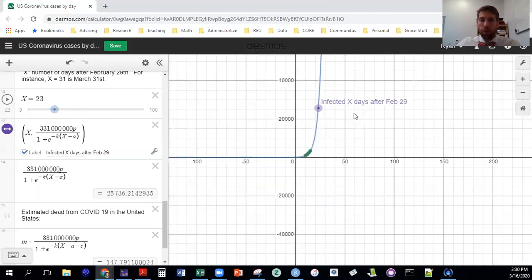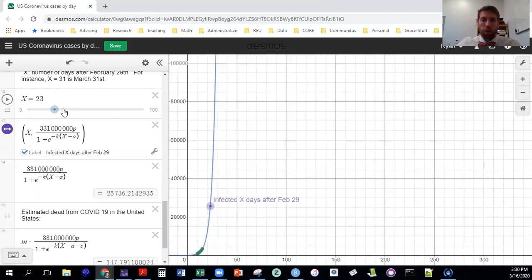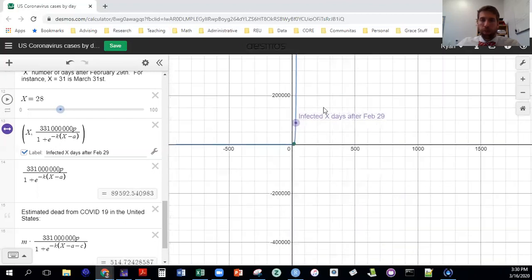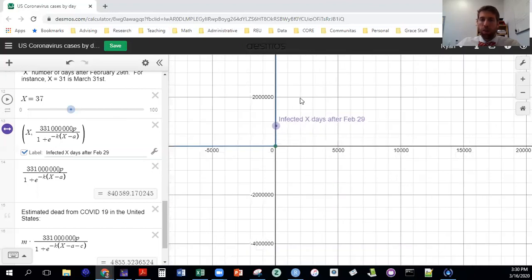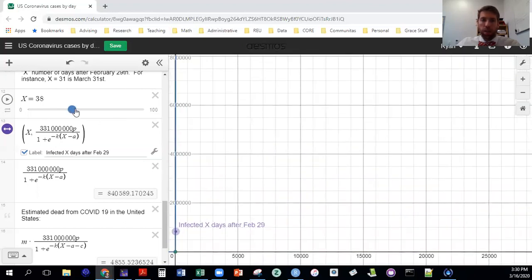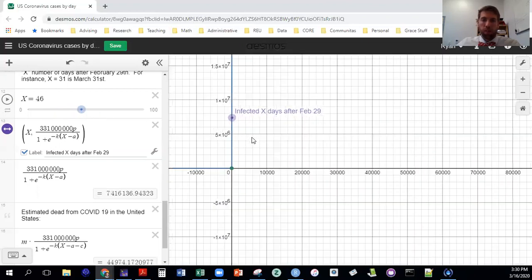Okay, now let's zoom out a little more. Now I get all the way to March 29th. Zoom out a little more, and this lets me get all the way to 37, so it'd be like April 6th. All right, zoom out a little more, and now that lets me get to 46.